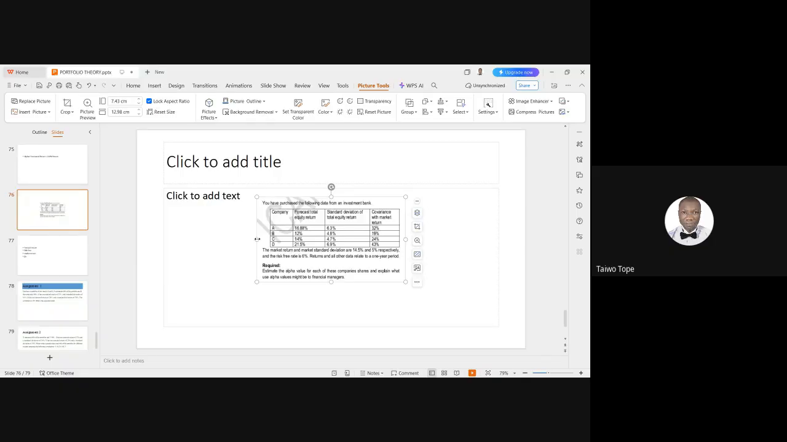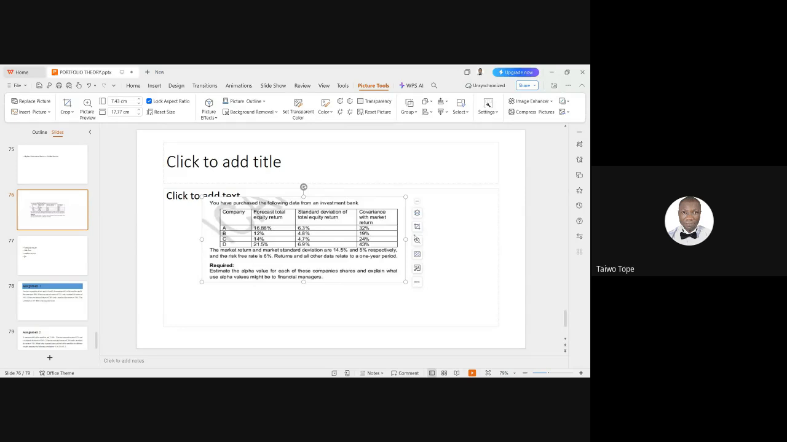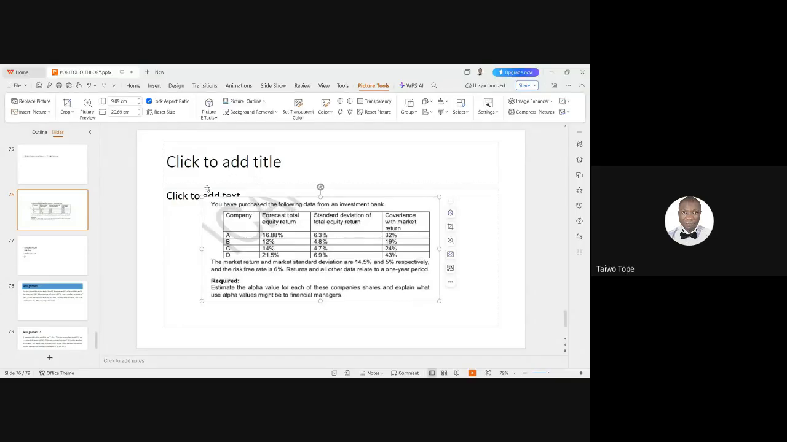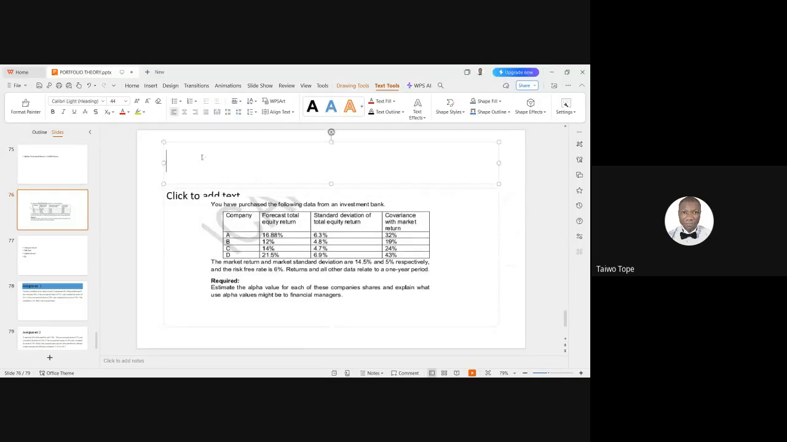Please write. The formula to derive beta is covariance with market divided by market variance. Please write that in your book. That is how to derive your beta. The question moves further.